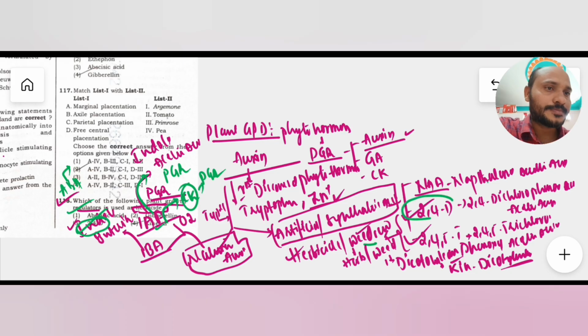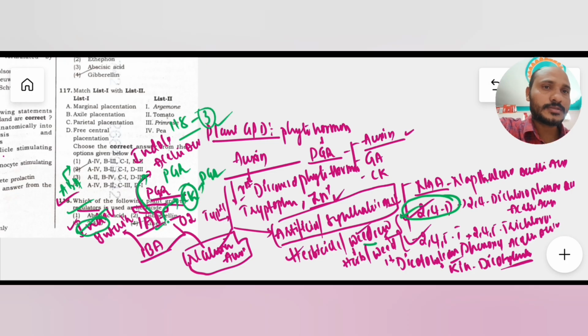If 2,4-D is not in the options, but 2,4,5-T is present, that would also be the right answer. In the options here, 2,4-D is provided. So the right answer is 2,4-dichlorophenoxyacetic acid for this question 118. The third option is the right answer.